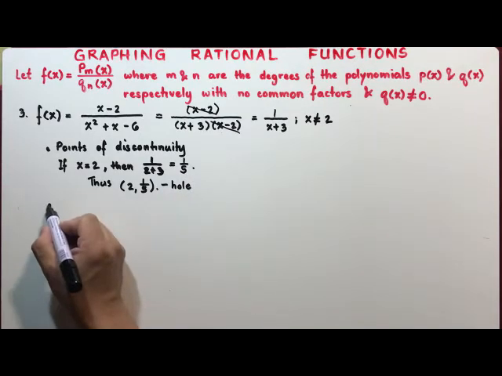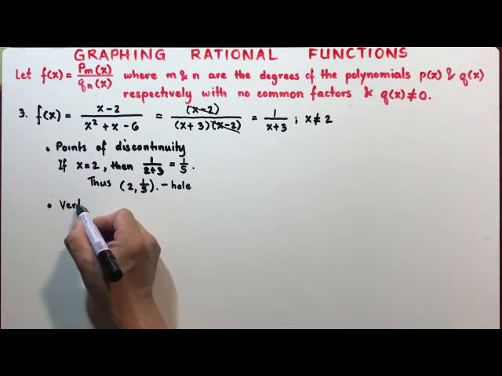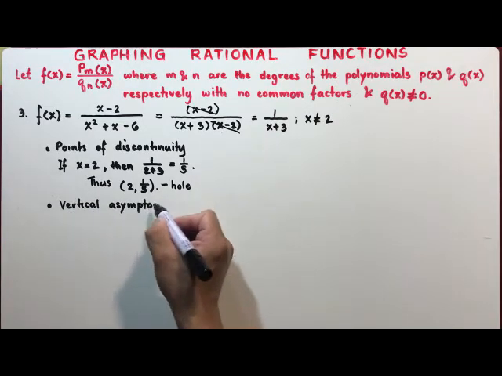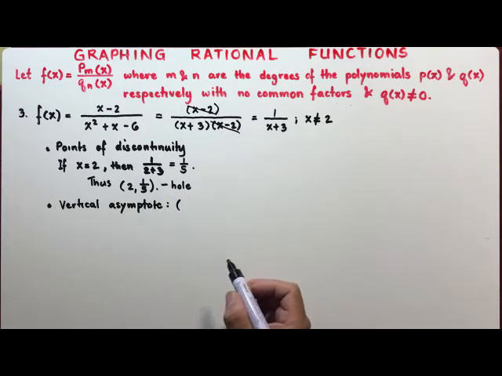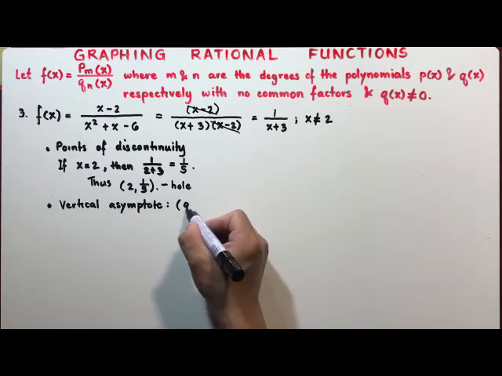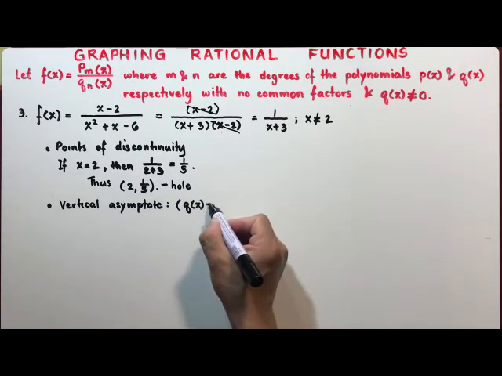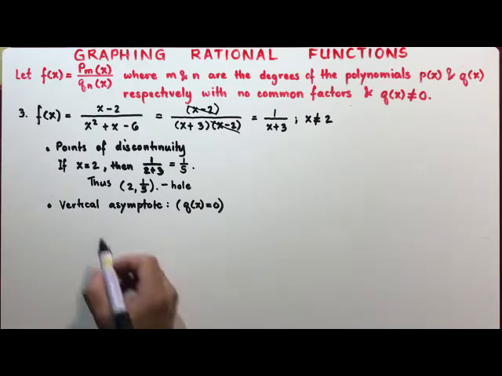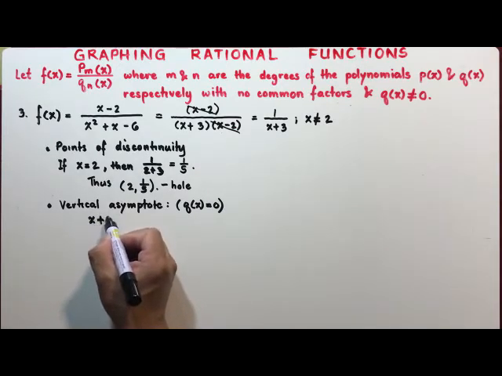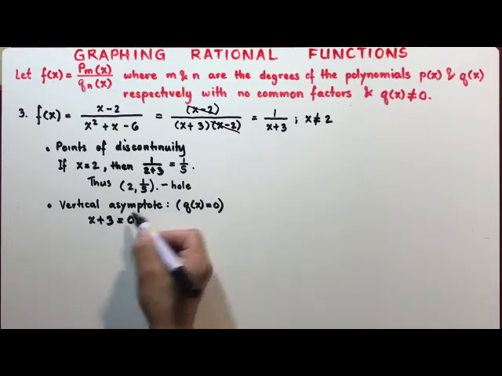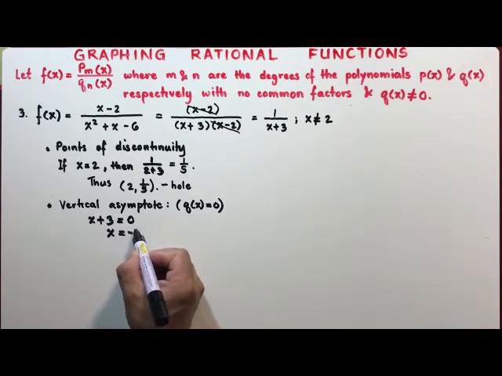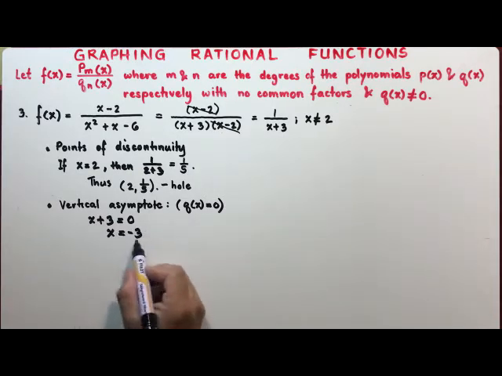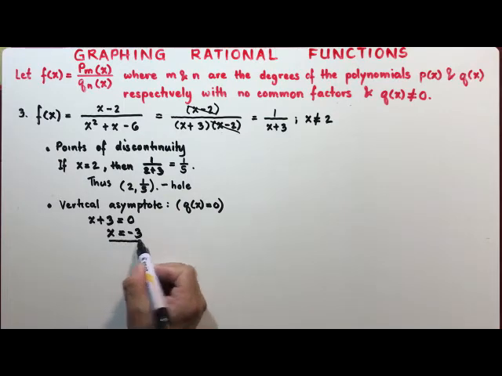Of course, we need to find next our vertical asymptote. So again, how do you find the vertical asymptote? We can find the vertical asymptote by setting the denominator equal to 0. So equating x plus 3 to 0, our x is equal to negative 3. So x equals negative 3 is our vertical asymptote.